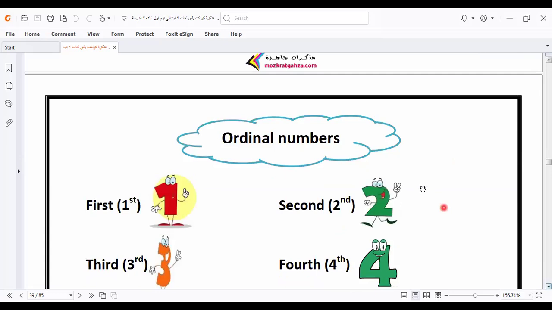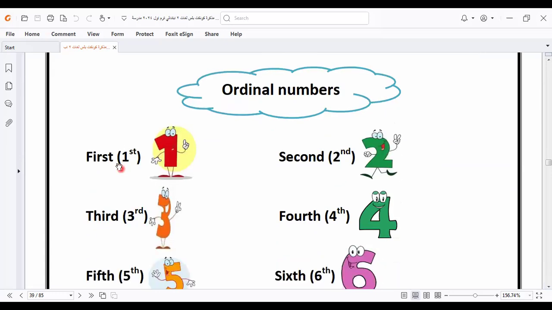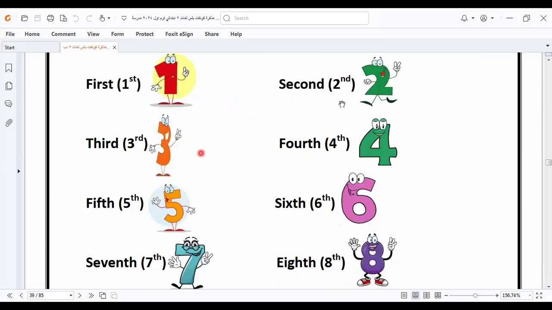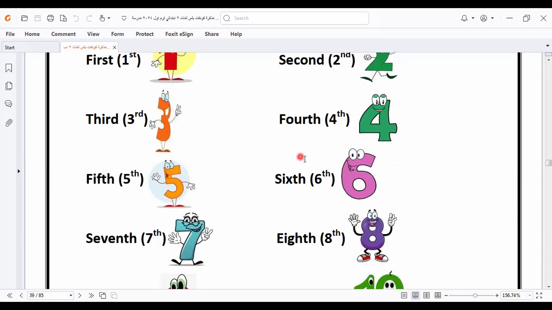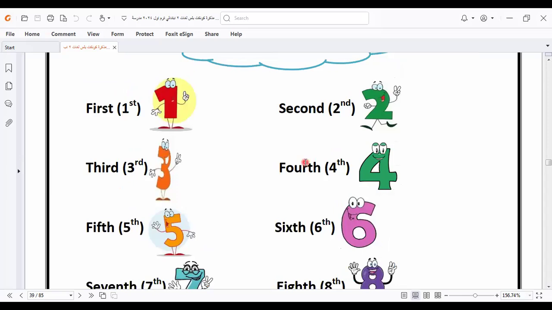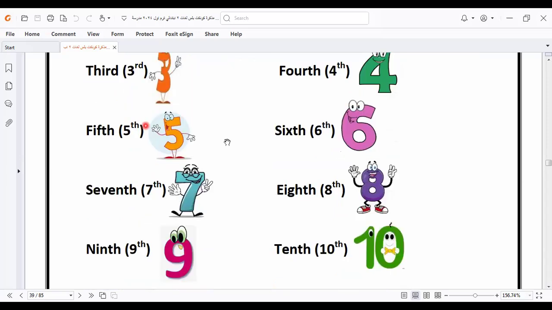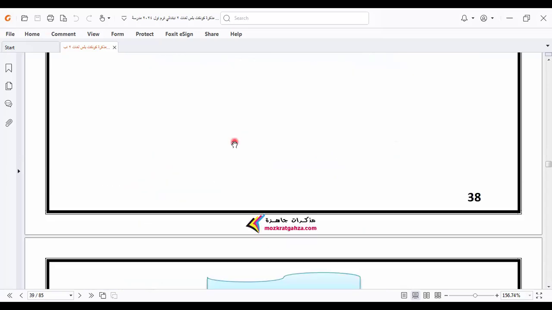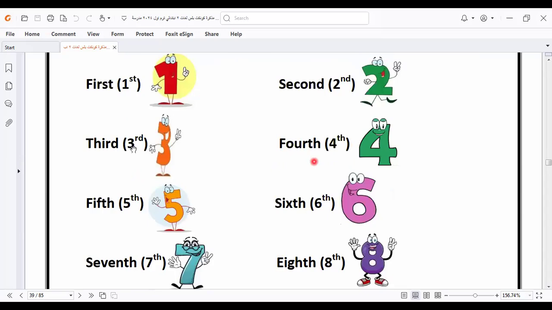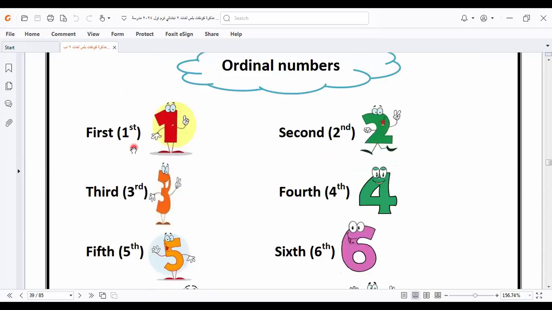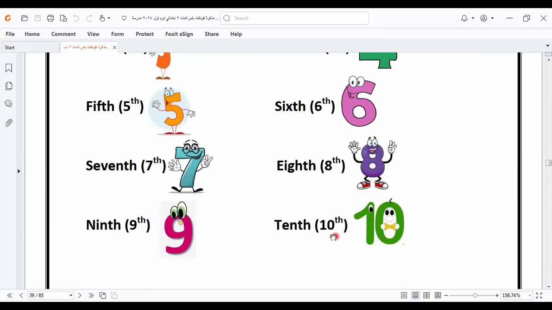Here we have ordinal numbers. This is called an ordinal number. We say first, second, third, fourth, written like this in numbers and in letters. Like when you talk about months, January is the first month. December is the 12th month. We can say January is the first month, or October is the 10th month.